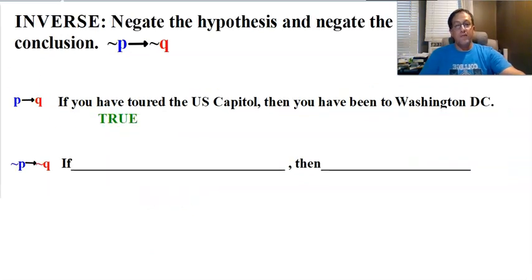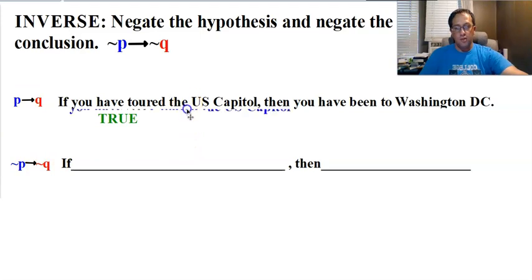The other option we have here is the inverse. What we do here is we negate the hypothesis and negate the conclusion. So if not this, then not that. Not P, then not Q. So we're going to take our same conditional statement: if you have toured the U.S. Capitol, then you have been to Washington, D.C. What we want is not P, then not Q.